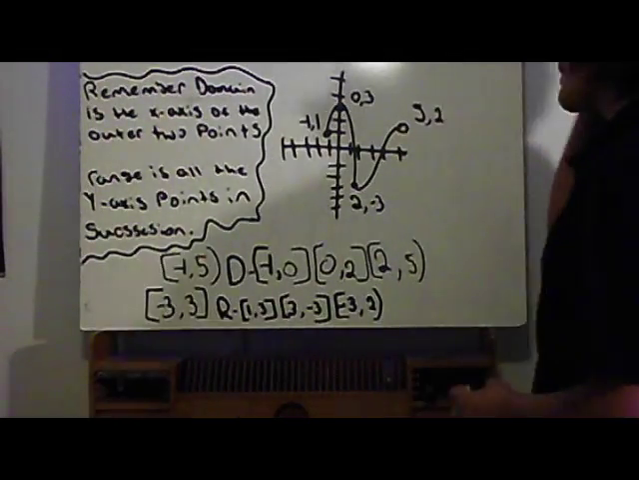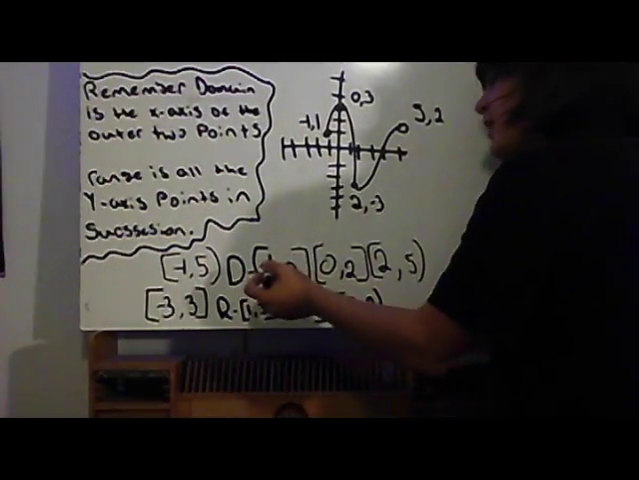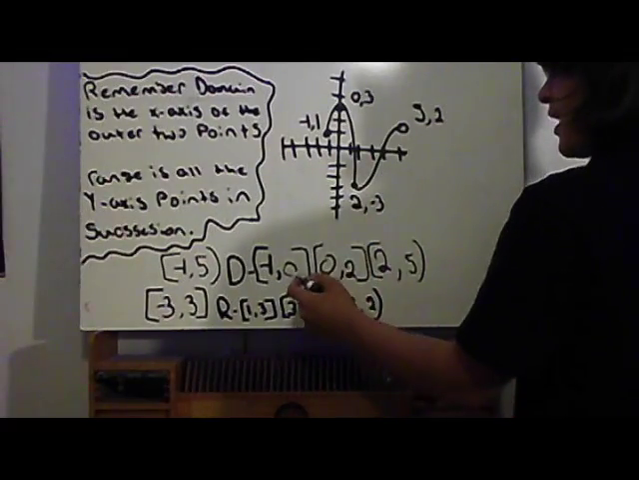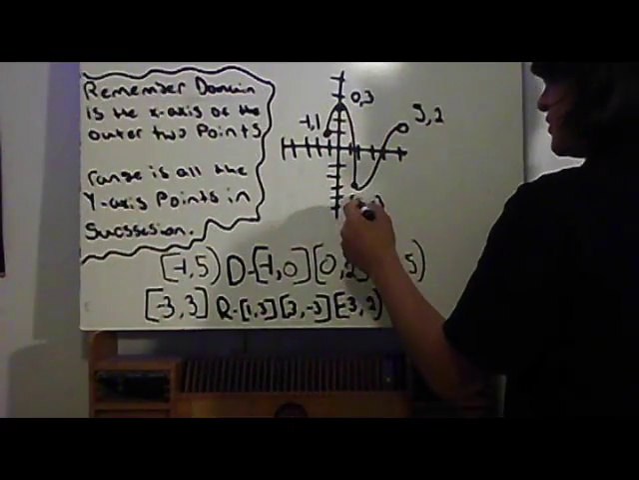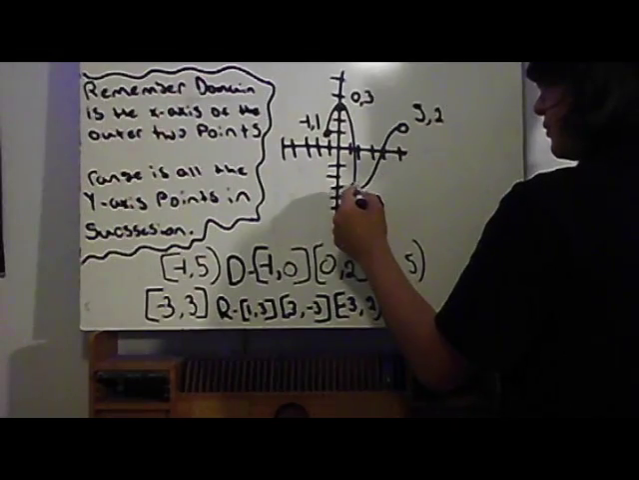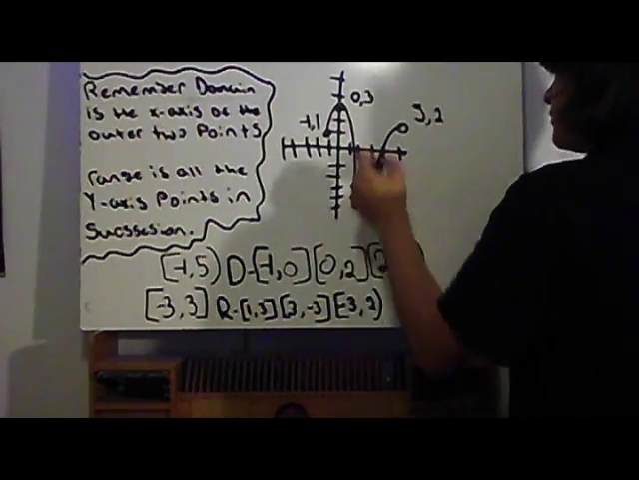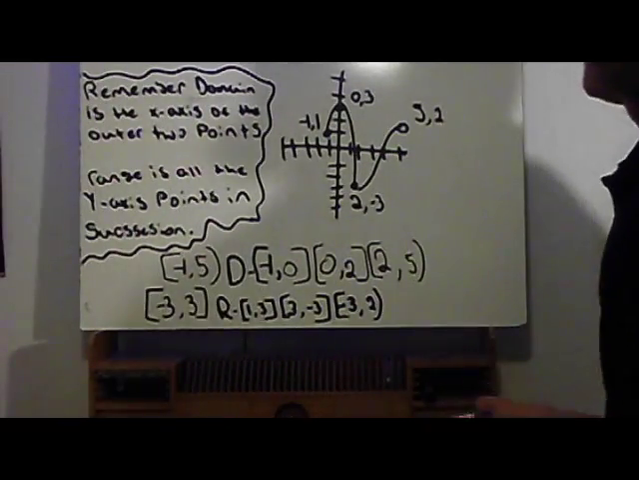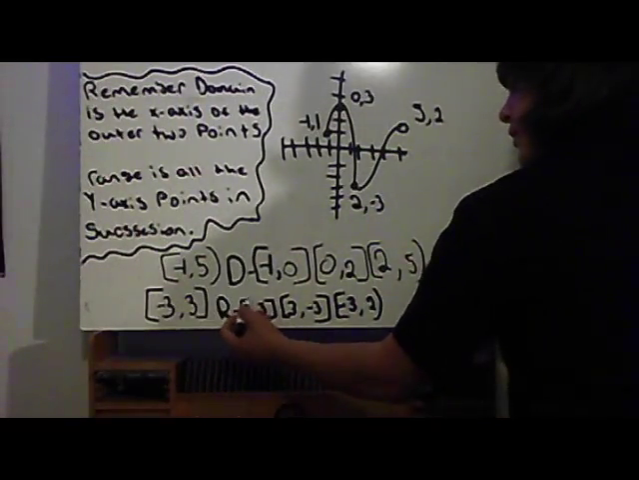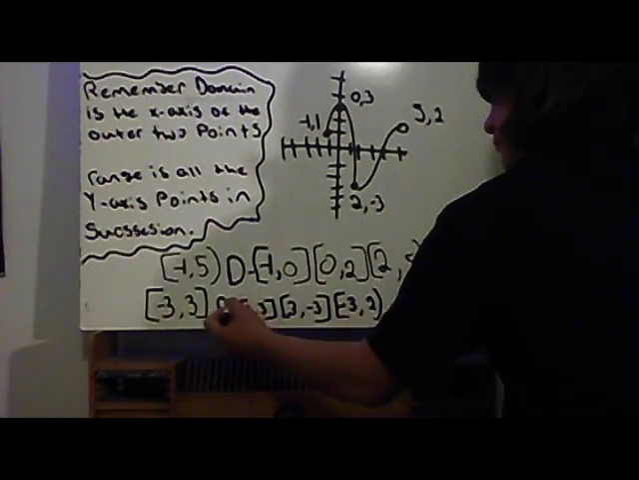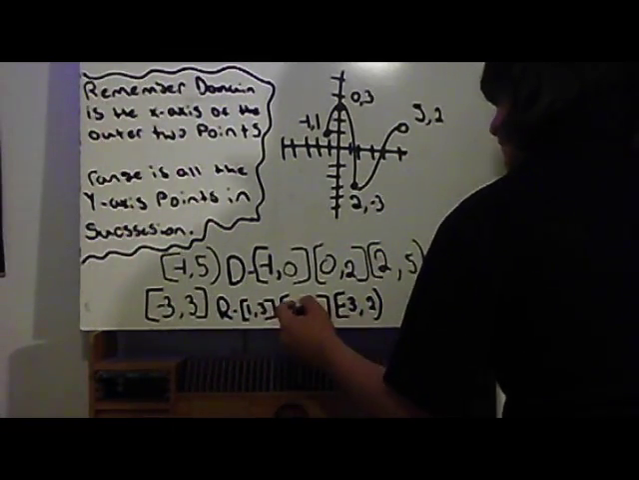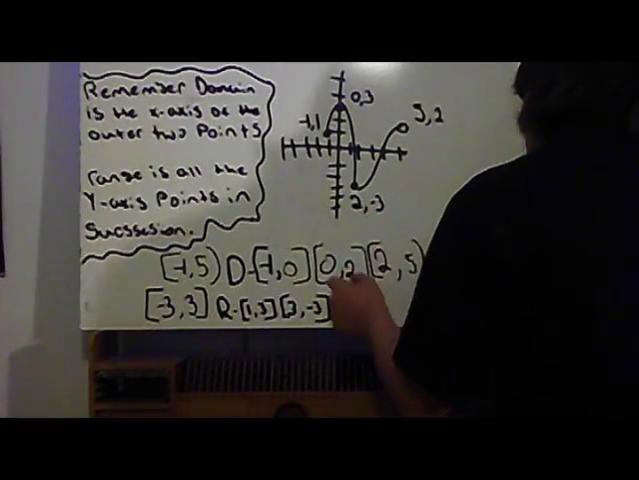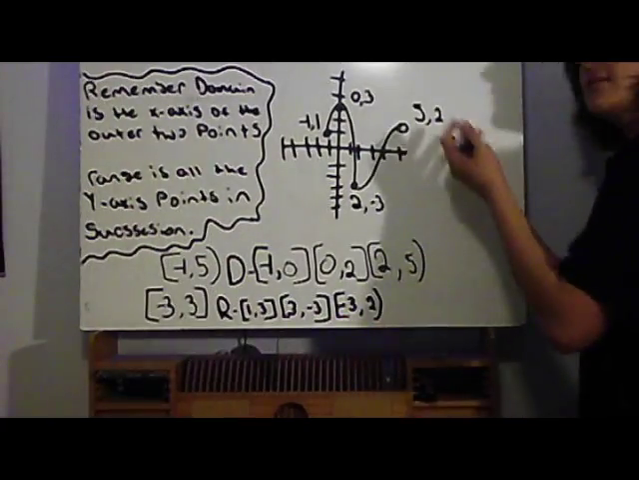So, I would start off with -1, 0, both in brackets, going from here to here. After that, from 0 to 2, right here. And then from 2 to 5. 5 is in the parenthesis because 5 has an open circle. For range, we would go down to 1, 3, both in brackets, 3, -3, both in brackets, and then -3, 2, bracket, parenthesis, because once again it has an open circle.